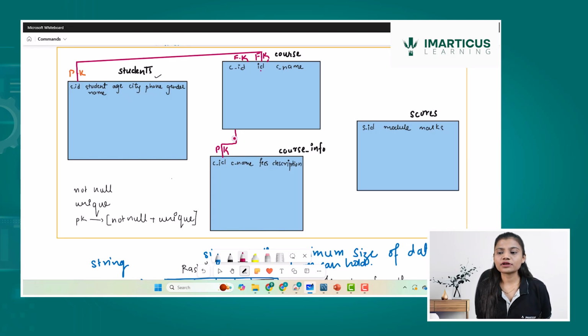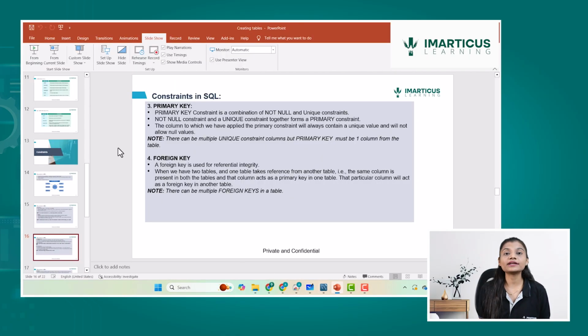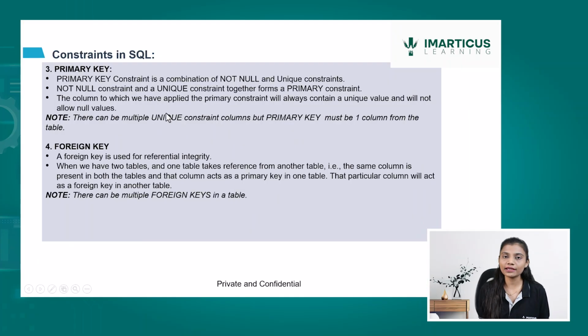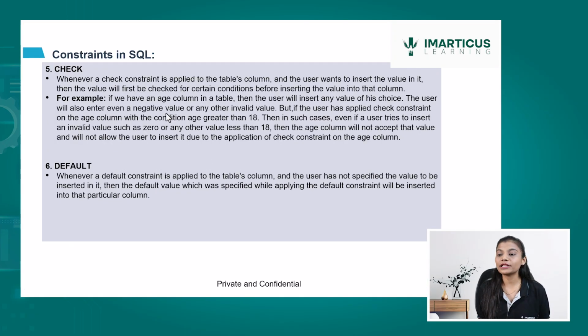Now let's talk about the next constraint which could be helpful for us. The next constraint which we have is check. As the name suggests, check means validate. Validate what? Validate the value being entered into the table. Whenever a check constraint is applied to a table's column and the user wants to insert a value in it, the value will first be checked, meaning validated. If it satisfies the given condition, then it will be inserted. If it doesn't, it will throw an error. So the value will be checked first for a certain condition before inserting it into that column.